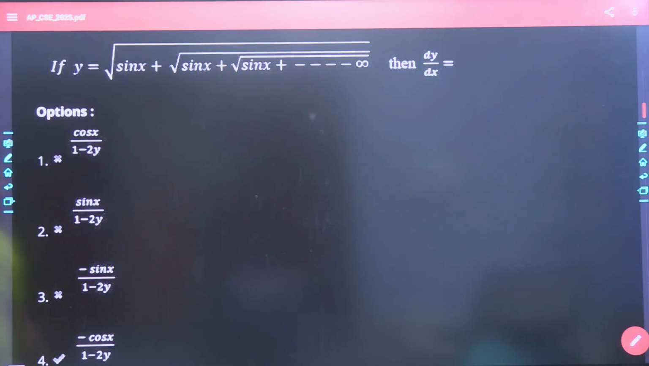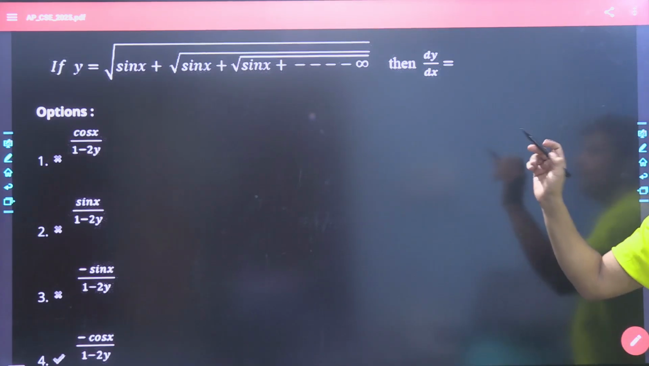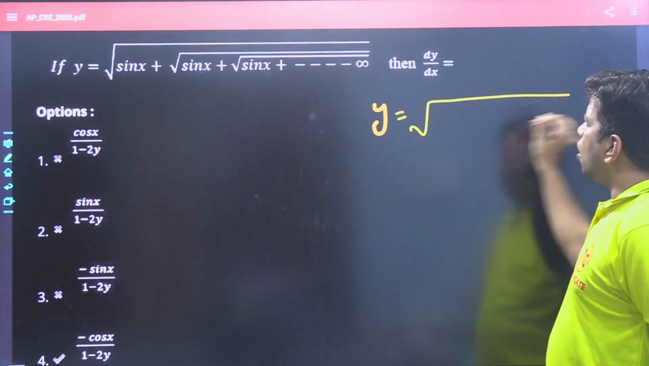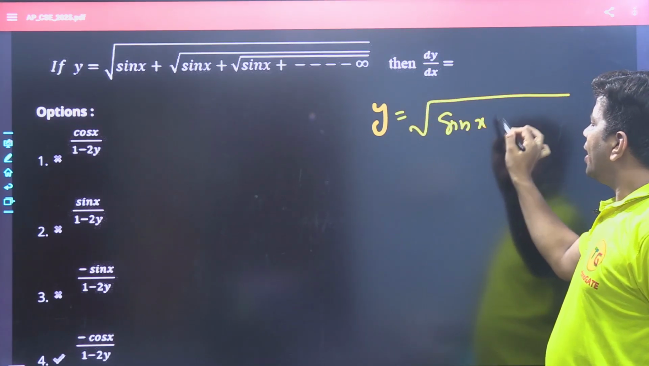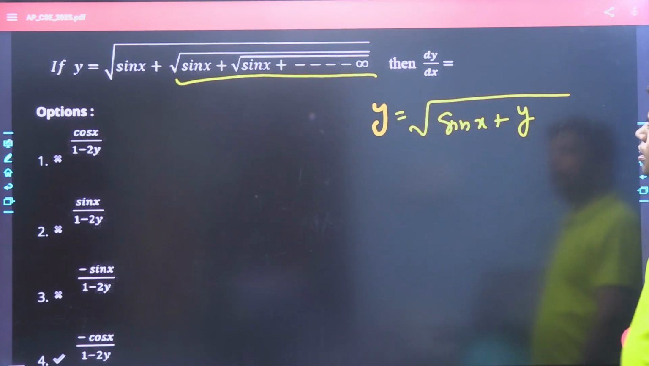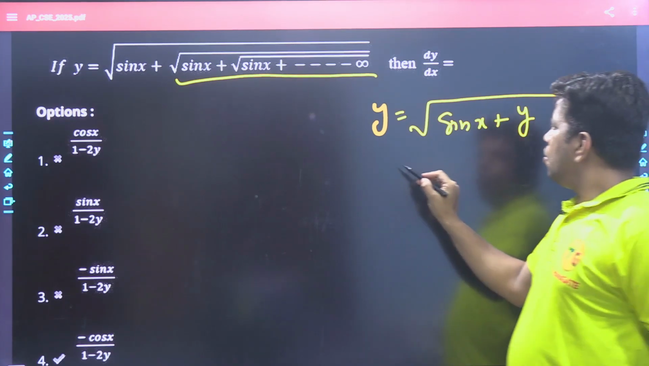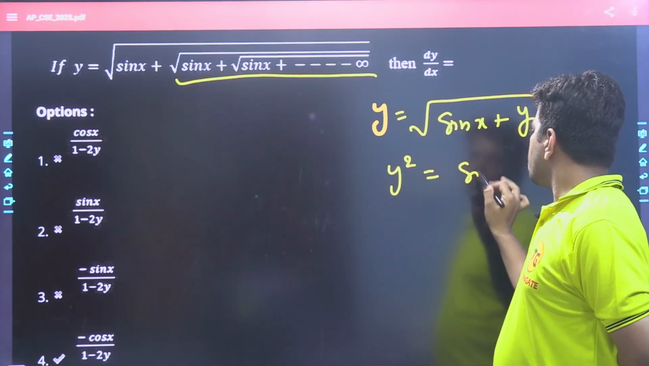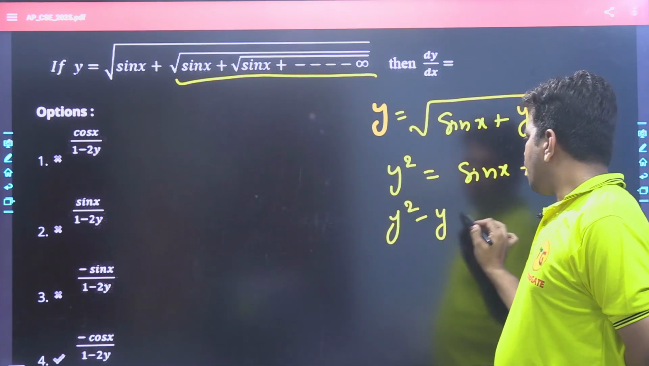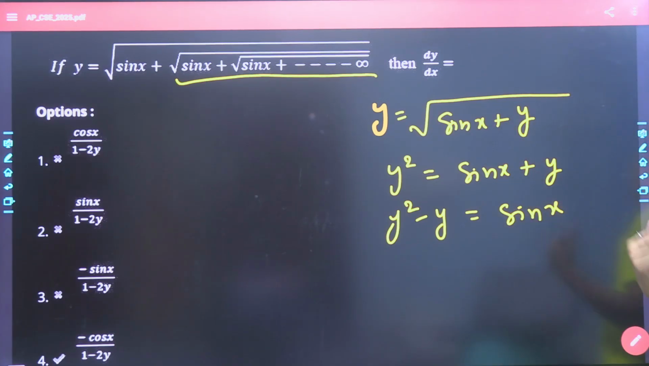Now see the next question. We need to take the differentiation of this particular expression. Let's assume y is equal to the square root of sin x plus y, and this y keeps repeating again and again. Let's take the square of this. So y square equals sin x plus y. So y square minus y equals sin x. Now take the differentiation of this.